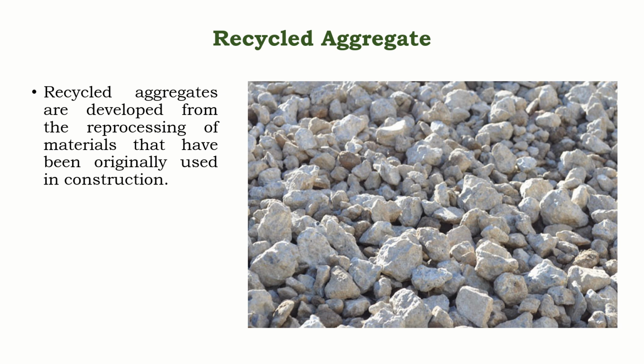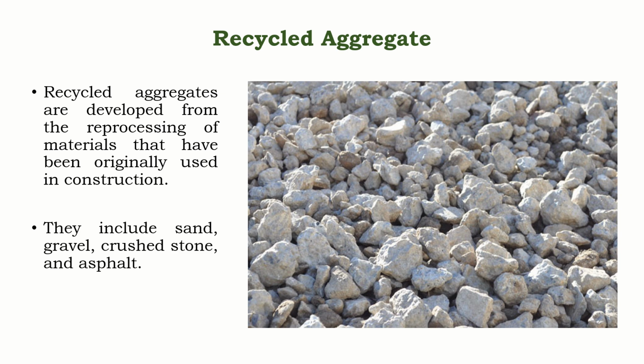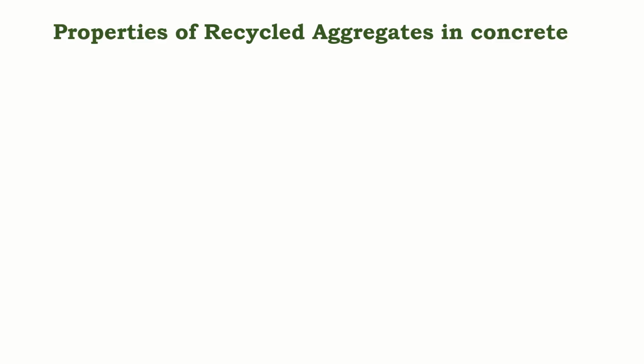See, once a building is demolished, people generally take out the metal, the wood, the glass. Even the aggregates can be removed and recycled. So, recycled aggregates sometimes include sand. Even if you are able to extract sand from waste, it's good enough. And gravel, crushed stone, and asphalt.